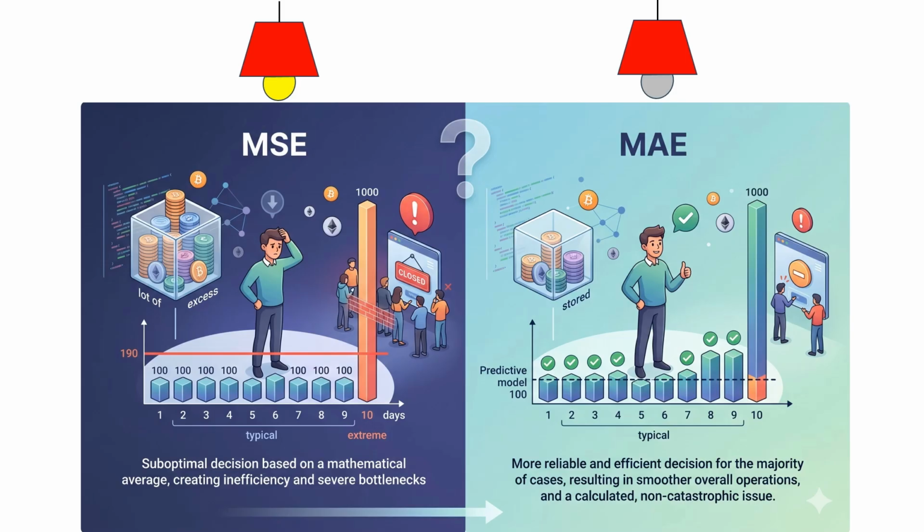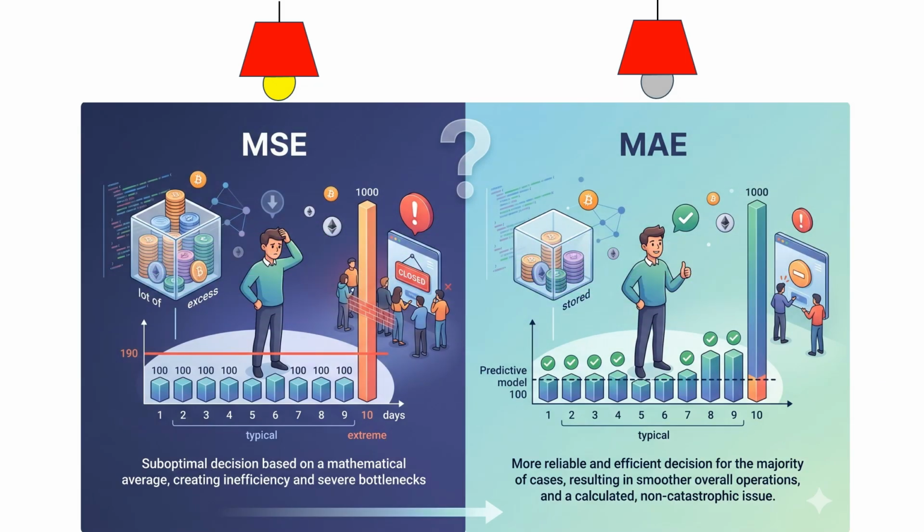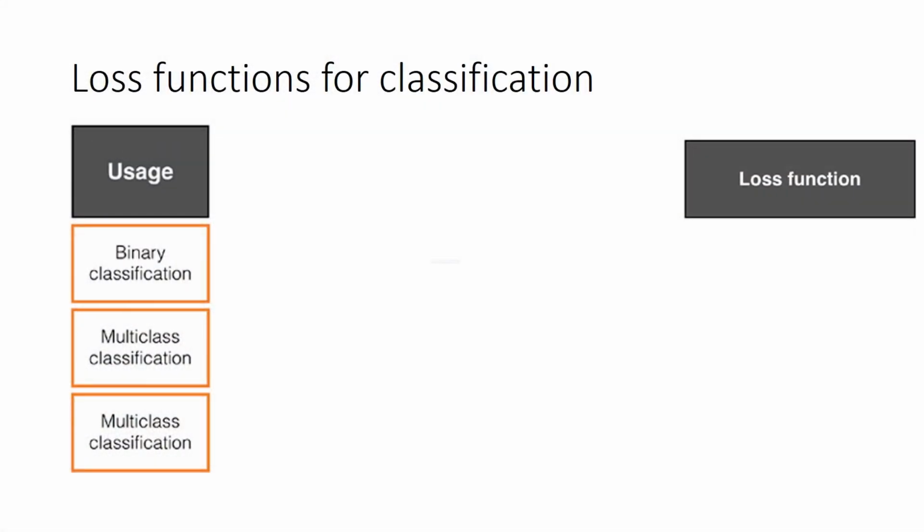And this is the key idea. The best model is not the one with the lowest error. It's the one that makes the best decisions for your problem. Now let's turn our attention to loss functions used in classification problems.